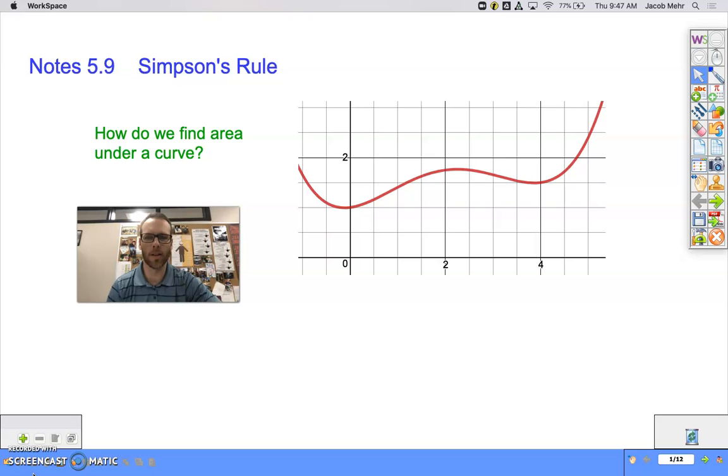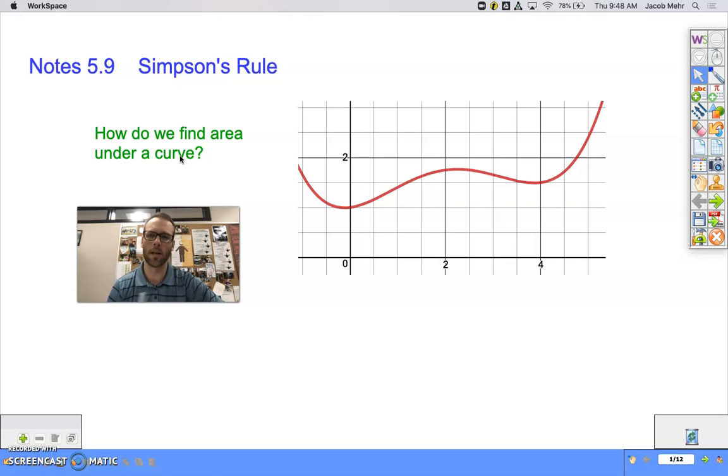So let's take a look at this curve and ask this question: how do we find the area under a curve? I think your response today would probably be, well, we use the fundamental theorem of calculus. We find the antiderivative, we substitute in our upper and lower bounds, find the difference, and then we have it. But there's an issue with that.